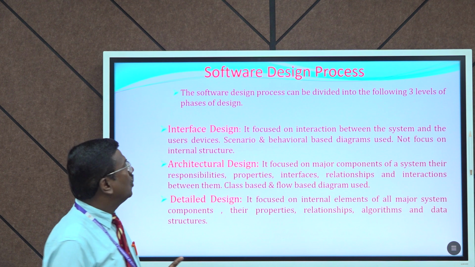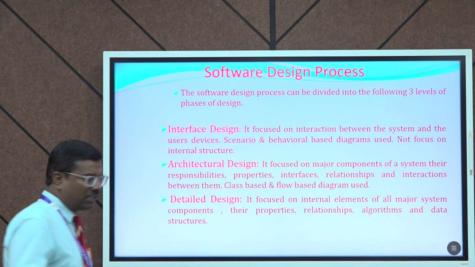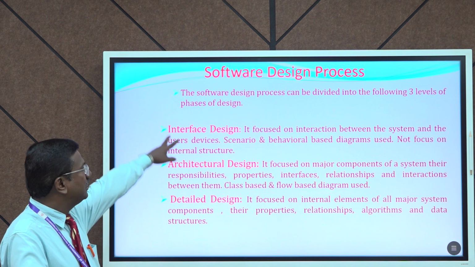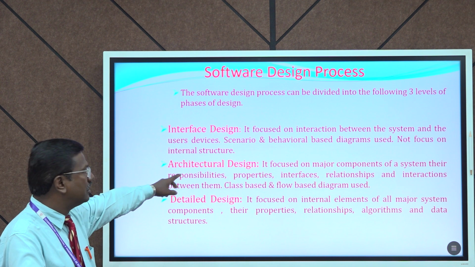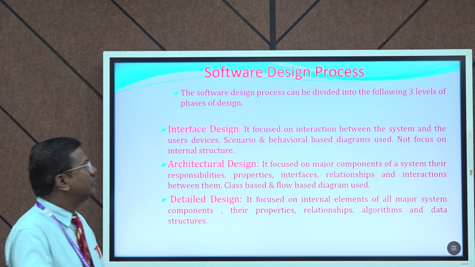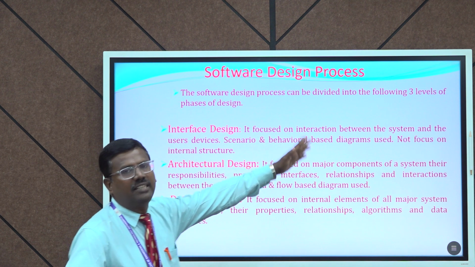The next topic: what is the software design process? The software design process can be divided into three parts. The first is interface design, the second is architectural design, the third is detailed design. The first one, interface design. Interface means it focuses on interaction between the user and the devices.